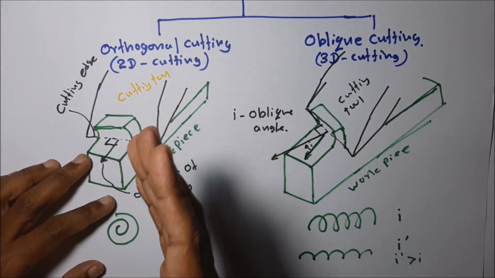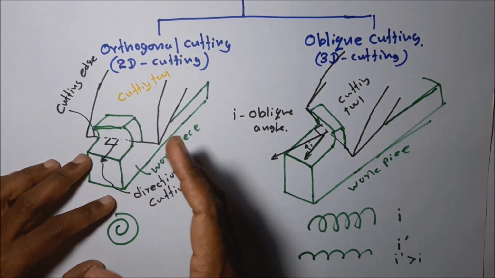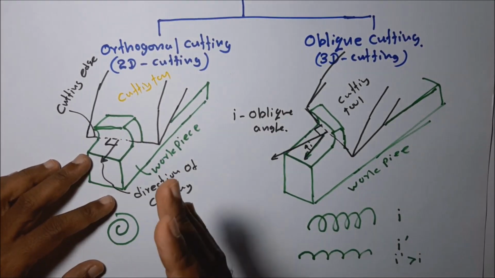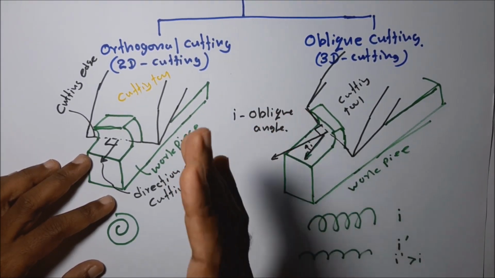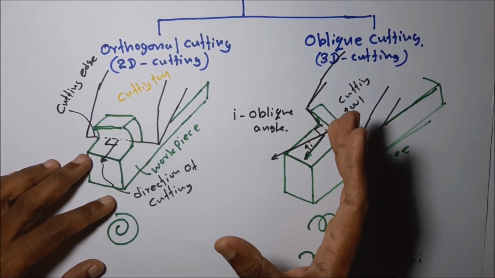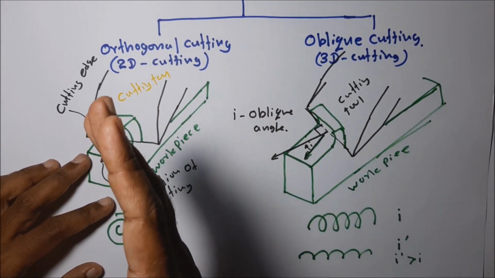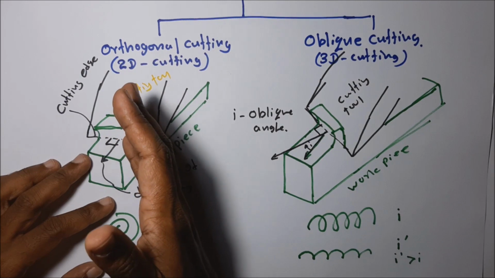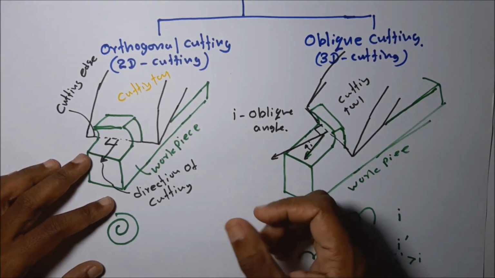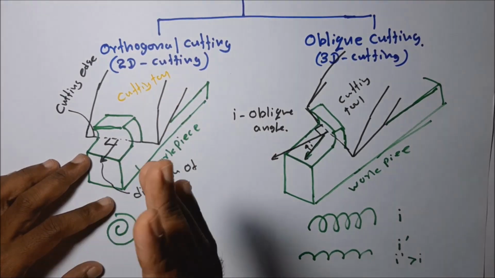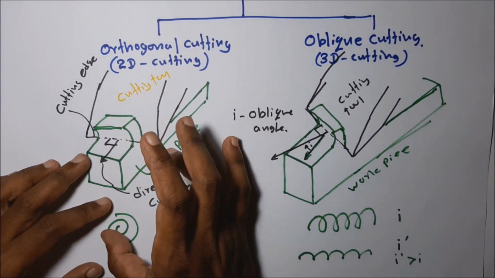All the force vectors acting on a cutting tool and a workpiece we can represent on a two-dimensional plane. Also the velocity vectors, the cutting velocity, chip velocity, and the shearing velocity, we can represent on a two-dimensional plane.